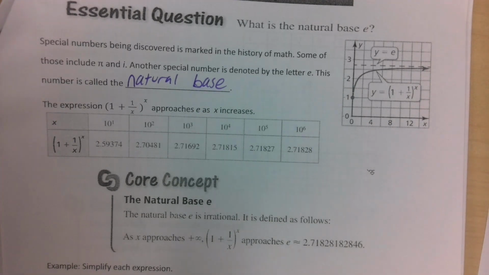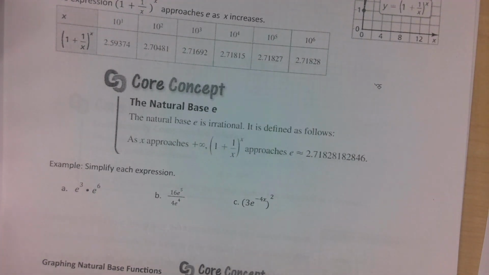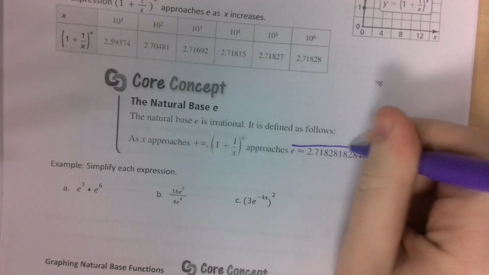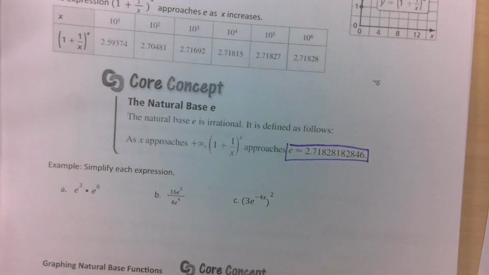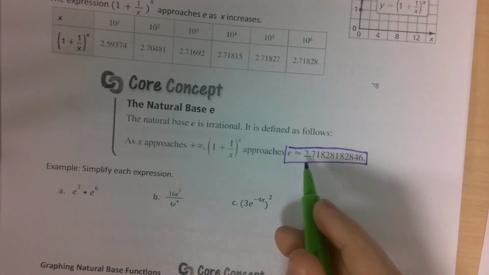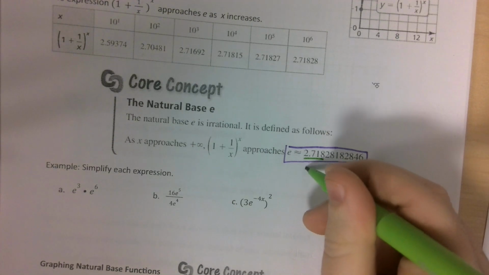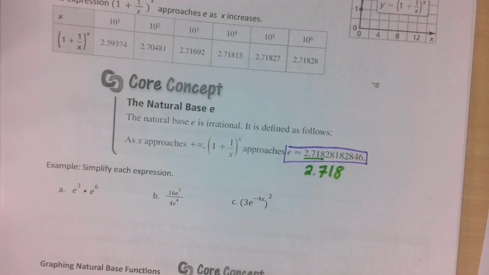This number, e, is irrational. It's going to continue on forever. But the number itself is as follows. 2.7182818286. I am not going to have you memorize this whole number, just like how I wouldn't have you memorize a ton of pi. We will use the first 3 decimal places. 2.718 is an approximation of e.